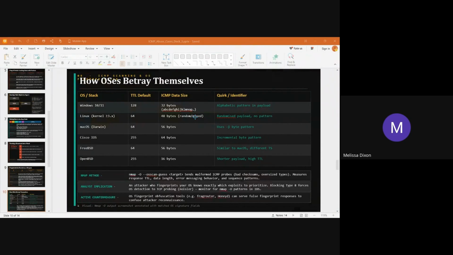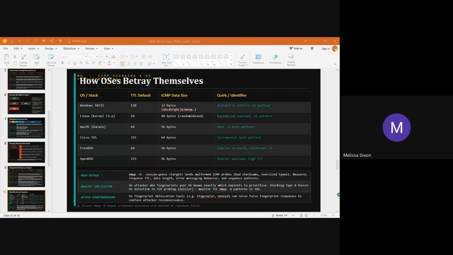And then we have operating system fingerprinting. This is MITRE ATT&CK T1592.001, which is gather victim host information, hardware. So an attacker who knows your operating system has already narrowed their exploit list from thousands to dozens. Fingerprinting isn't glamorous, but it's the step that makes every subsequent attack more efficient, right?